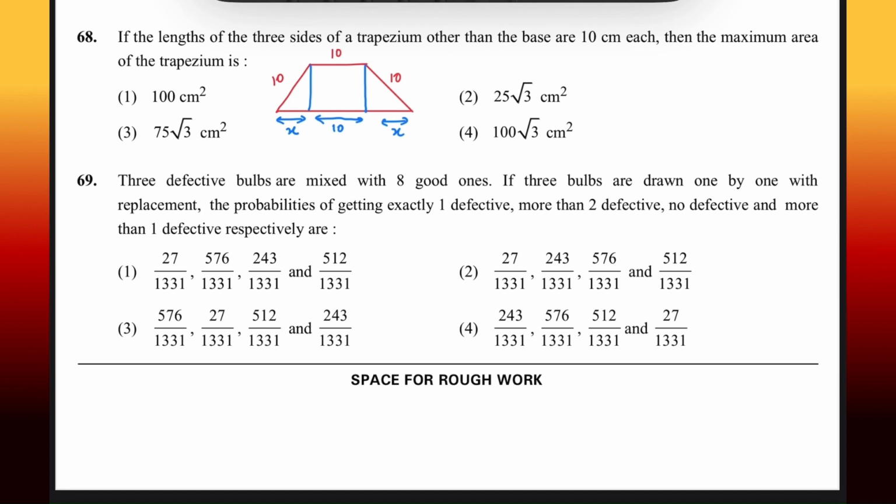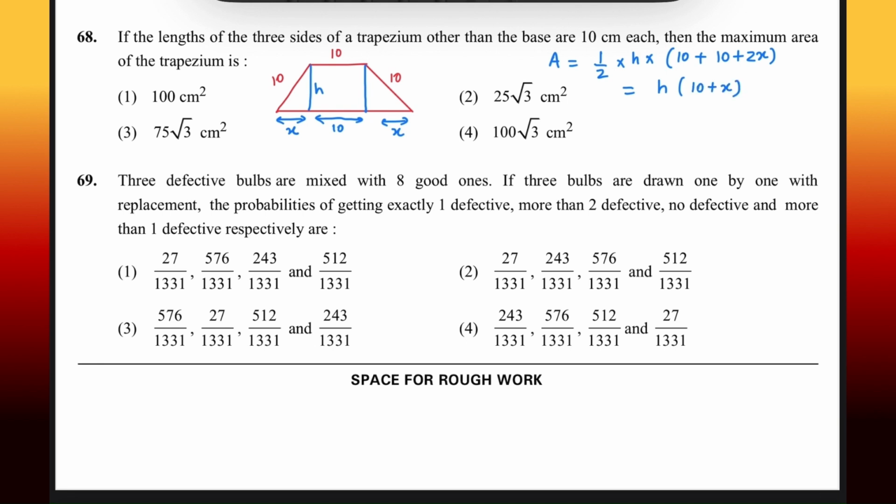So what is the area of trapezium? Area of trapezium is half into height. So we need to find height first. So half into h into sum of parallel sides, right? What is the first parallel side? It is just 10. So first parallel side is 10 plus, next parallel side is 10 plus 2x, right? So if you take 2 common from here and cancel out with 2, what you get is h times 10 plus x, right? So here is your area.